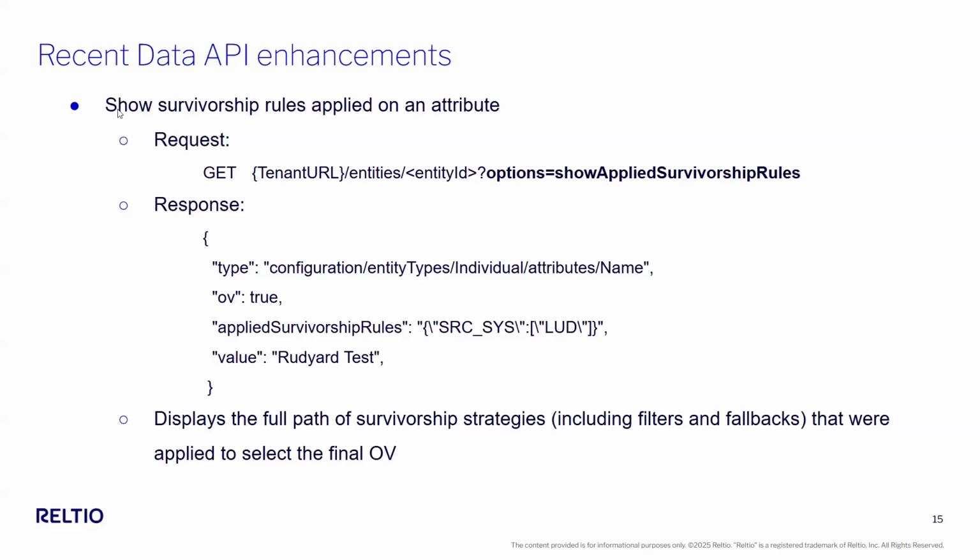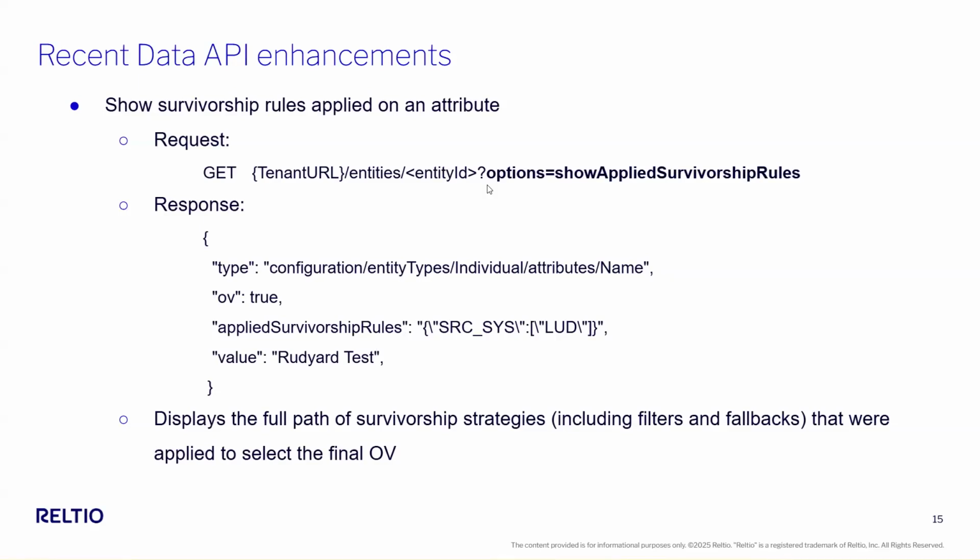The new enhancement that will be releasing soon, I think, or we might have just recently released it, is called Show Applied Survivorship Rules. This is a new option that we've added. This would be useful in the scenarios where you want to determine how the survivorship rule was executed.